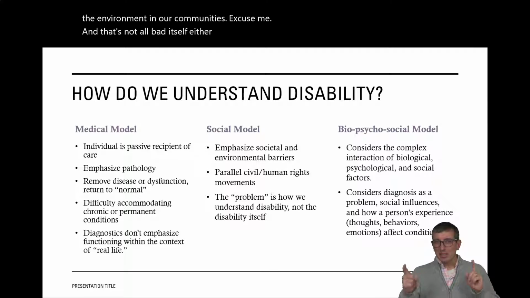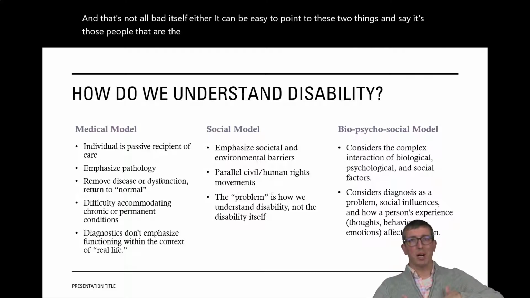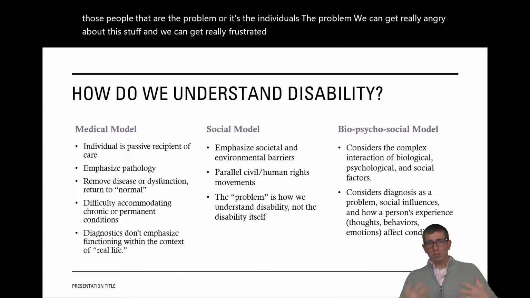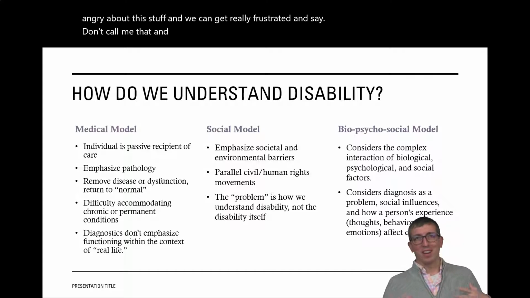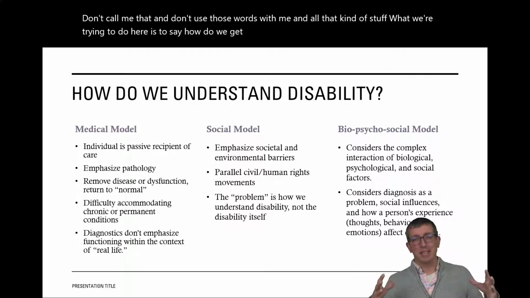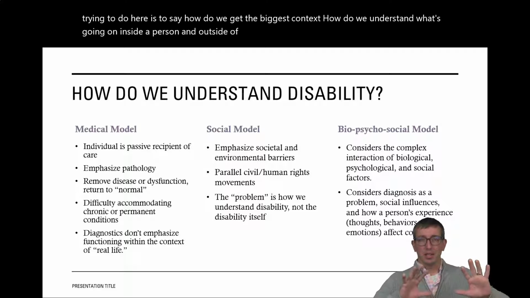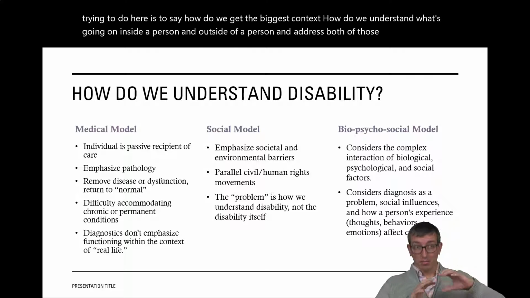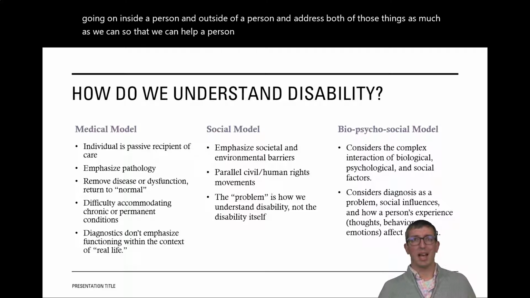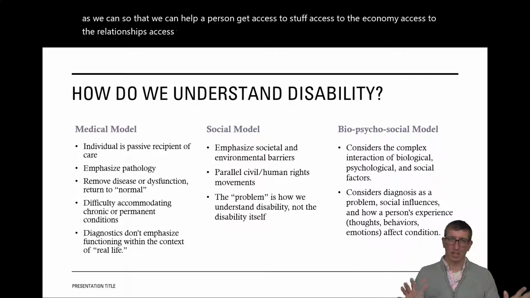It can be easy to point to these two things and say, well, you know, it's those people that are the problem, or it's the individual that's the problem. We can get really angry about this stuff, and we can get really frustrated and say, don't call me that, and don't use those words with me, and all that kind of stuff. What we're trying to do here is to say, how do we get the biggest context? How do we understand what's going on inside a person and outside of a person, and address both of those things as much as we can, so that we can help a person get access to stuff, access to the economy, access to the relationships, access to knowledge, all those things.